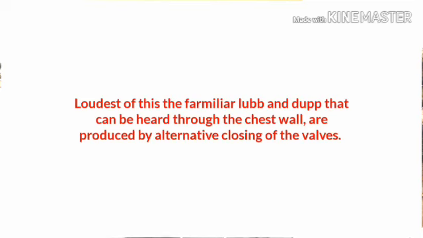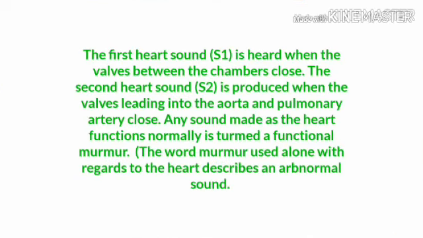Sounds are produced as the heart functions. The loudest of these, the familiar lub and dub that can be heard throughout the chest wall, are produced by alternate closing of the valves. The first heart sound, S1, is heard when the valves between the chambers close. The second heart sound, S2, is produced when the valves leading into the aorta and pulmonary artery close. Any sound made as the heart functions normally is termed a functional murmur. The word murmur used alone with regard to the heart describes an abnormal sound.